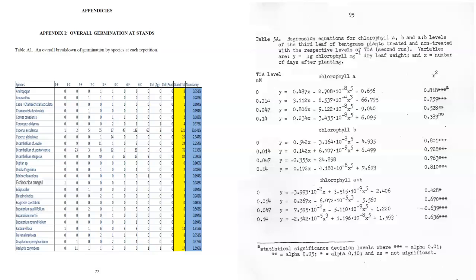But it's in there. This goes back to something we've already looked at, and it says these are regression equations for chlorophyll A, B, and AB levels of the third leaf of bentgrass plants treated and non-treated with the respective levels of TCA, second run. Variables are Y equals micrograms chlorophyll per milligram dry leaf weight, and X equals number of days after planting. So you could go back and use these equations and see which ones actually fit the best, which ones were very good, and which ones were, I don't know if I want to use that equation, and what each equation was.